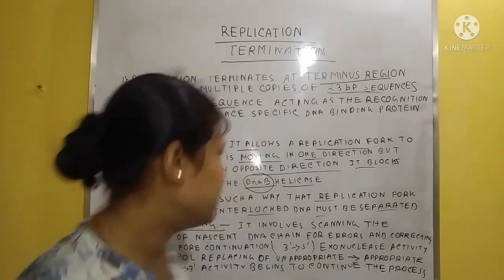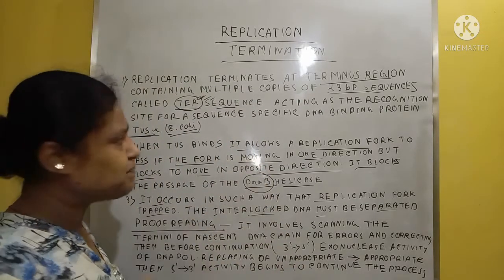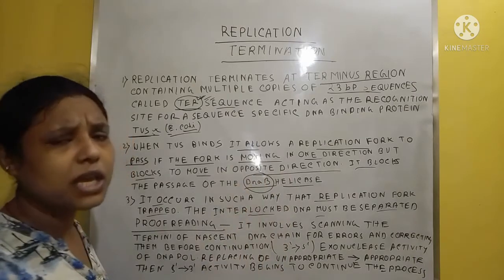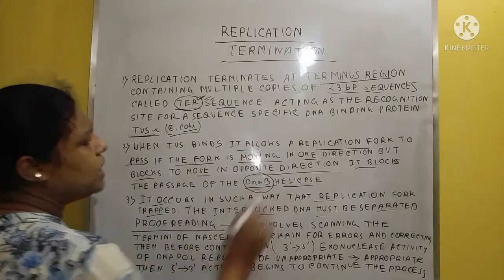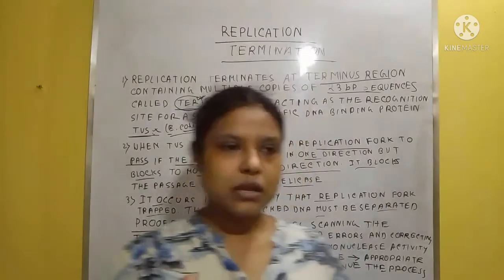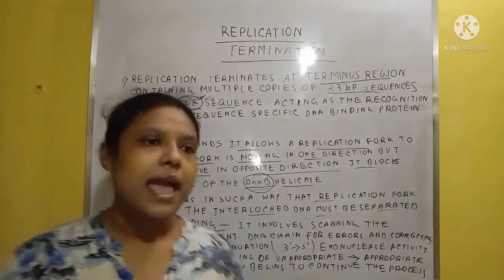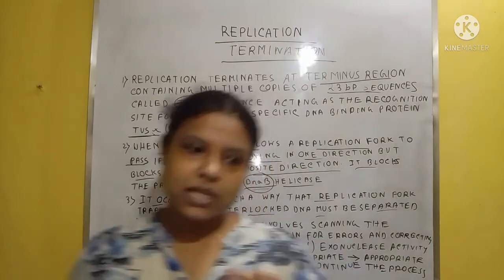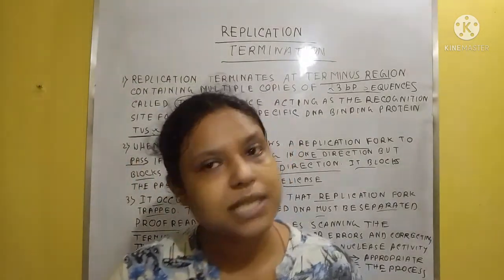I explained about this, what is proofreading. So what is the role of this? It blocks the replication fork in the opposite direction. Clear? And also the role of the DNA helicase. So in that situation, the replication fork is totally interlocked and the replication is stopped there, and this interlocked situation totally cuts off the daughter DNA, and now the replication is completed here.